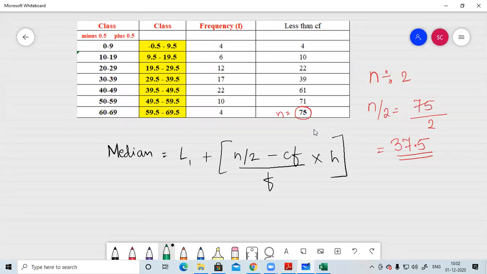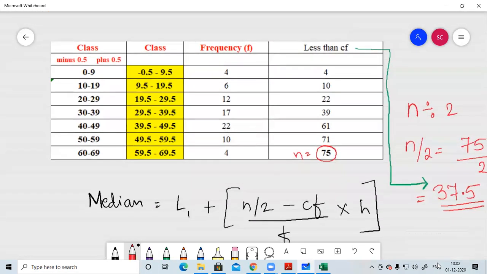Now you have to locate this in the cumulative frequency column. So let's see. Does 22 include 37.5? Yes or no? Does 39 include 37.5? Yes, sir. So your median class is this part here. Under the CF column you locate 37.5.